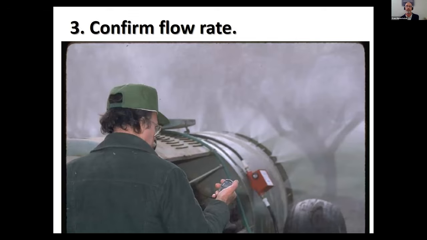Run it at your operating pressure for a certain amount of time. Turn it off. Fill it back in with a hose with a flow meter on it. That's going to give you gallons and calculate gallons per minute you're putting out. You use that with your ground speed, and you can get your gallons per acre correct.